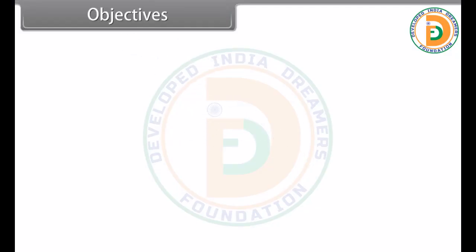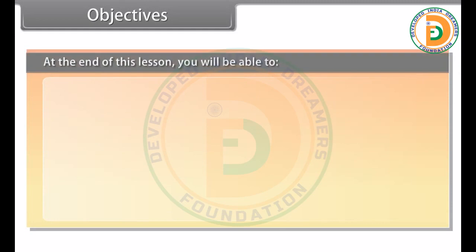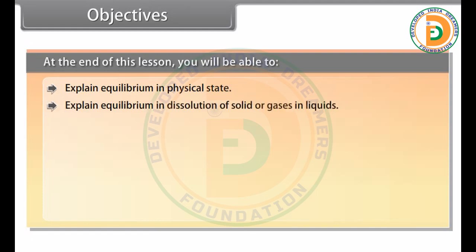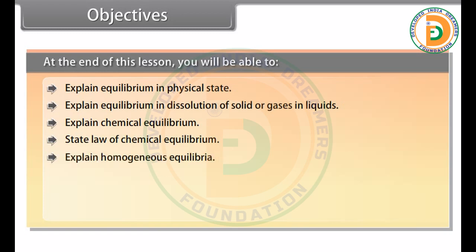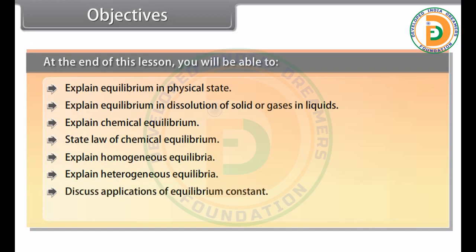Objectives. At the end of this lesson, you will be able to explain equilibrium in physical state, explain equilibrium in dissolution of solids or gases in liquids, explain chemical equilibrium, state law of chemical equilibrium, explain homogeneous equilibria, explain heterogeneous equilibria, discuss applications of equilibrium constant, discuss factors affecting equilibria.